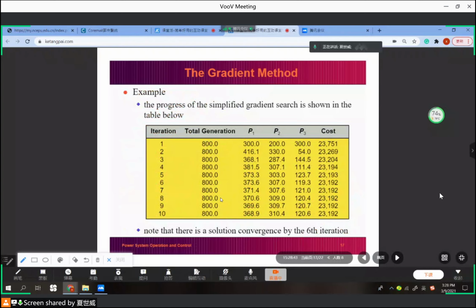You say the procedure converged to the optimal solution. Actually, based on this, you found that at around iteration 6, the total fuel cost is not changed. So that means we don't need to spend as many as 10 iterations to get an optimal solution. We only need 6 iterations to get the optimal solution. That means the procedure converges in 6 iterations.